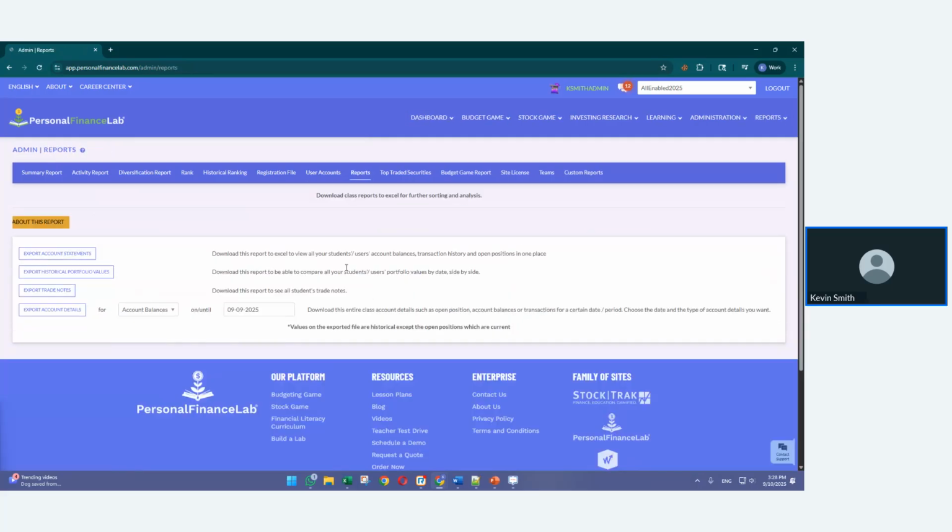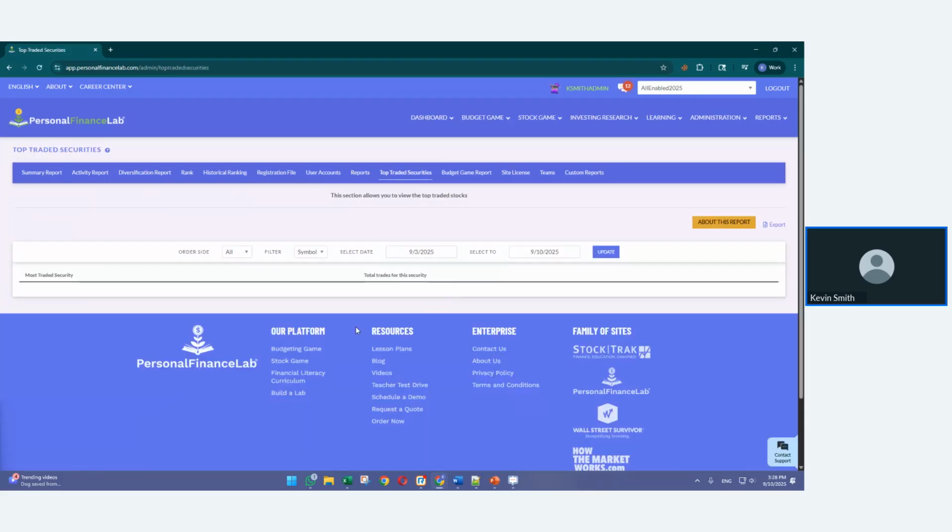Reports: you can export all of the data for your class into one giant spreadsheet. And top traded securities, this is a fun report that gives you an idea of what the most popular stocks in your class are. And so if you want a kind of bell ringer, you can look at the top traded securities report, and you can use that as a discussion point for your class.